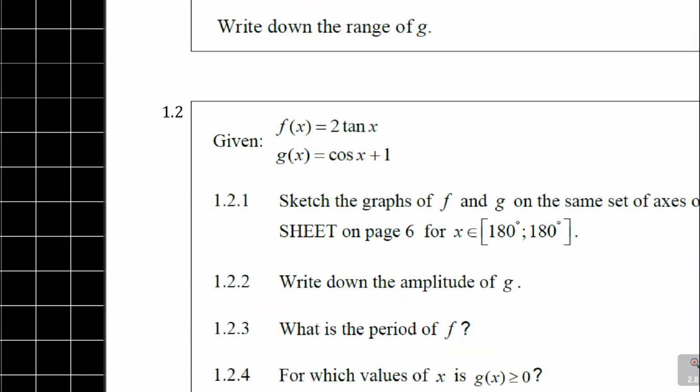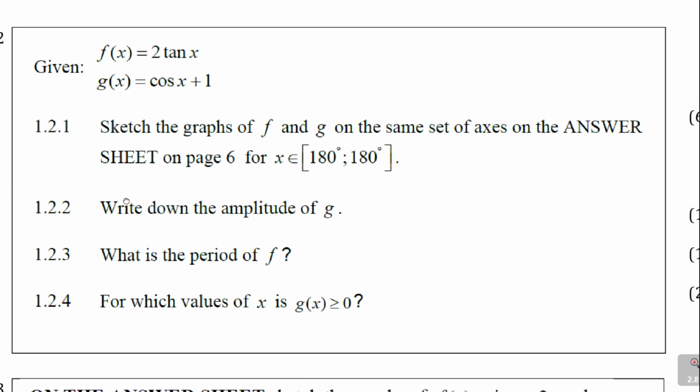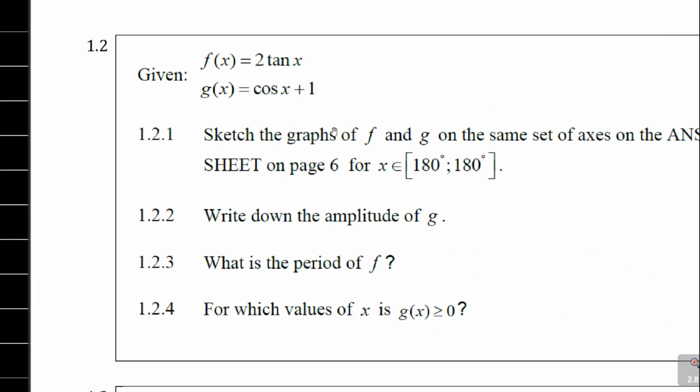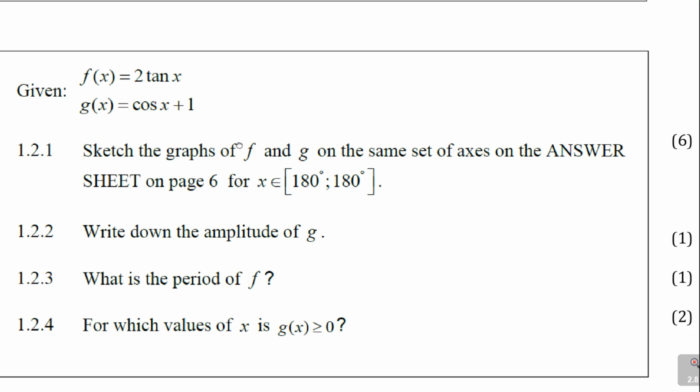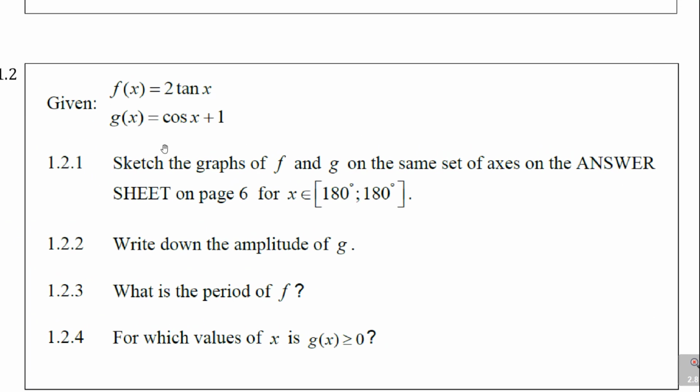Let's try another one. Again, still on graphs. It says here f of x is 2 sin 0x, 6 marks, and given these two, sketch the graph of f and g on the same set of axes on the answer sheet. Okay, they didn't give that, but they give you between what?